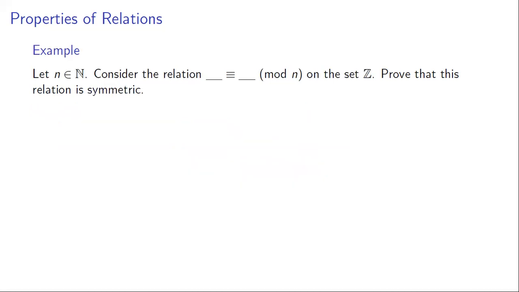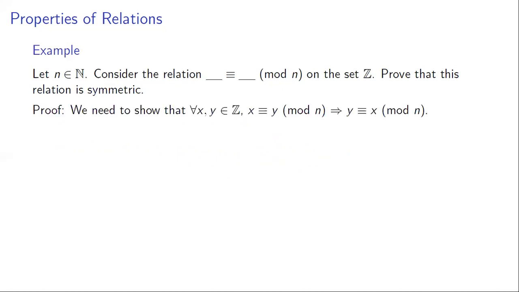Great. Now let's consider the same relation, but now let's try to prove that the relation is symmetric. Again, I'm going to write out what I'm trying to prove. We need to show that for every integer x and y in Z, if x is congruent to y mod n, then y should be congruent to x mod n. That's what we want to show. What we're trying to do is prove an if-then statement. If this, then this. So we're going to use direct proof for this.